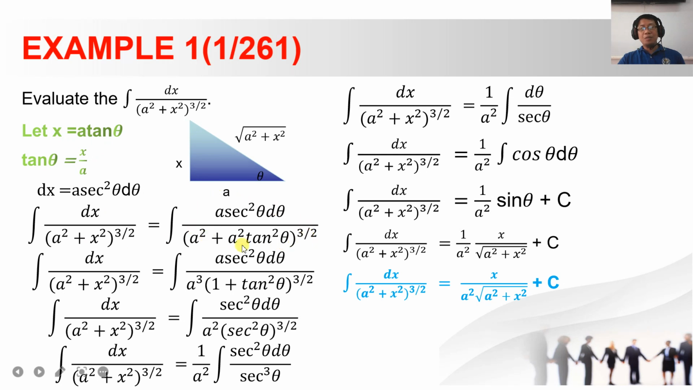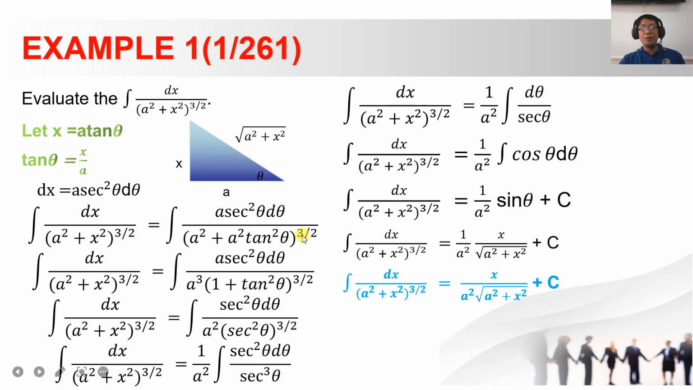So, pagkatapos po nun, nag-change variable na tayo from x, naging trigonometric function na siya kasi theta na yan, no? Secant squared theta and tangent squared theta. So, ang sunod po, isi-simplify natin. Unahin natin yung denominator kasi may a squared dito na common factor and naka-raise sa 3 halves. Pwedeng i-factor out yung a squared pero naka-raise sa 3 halves.